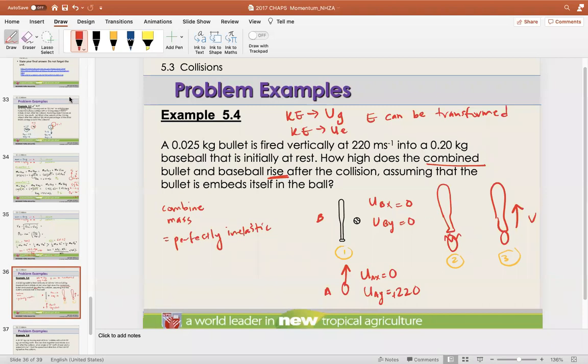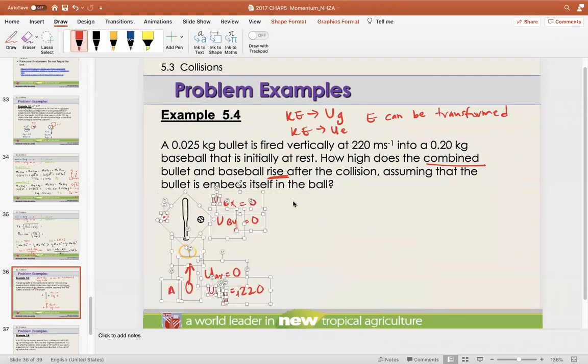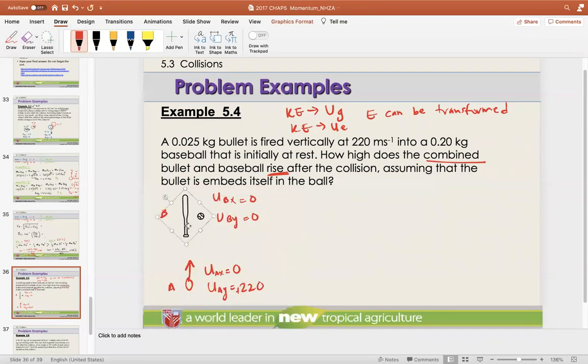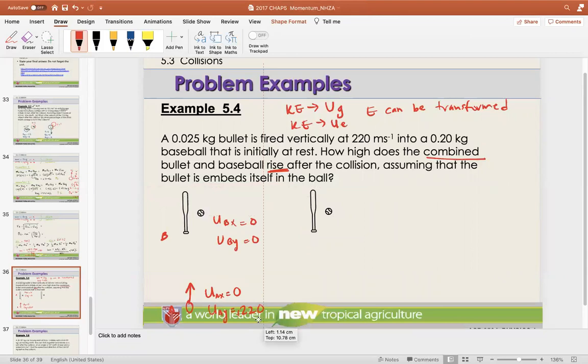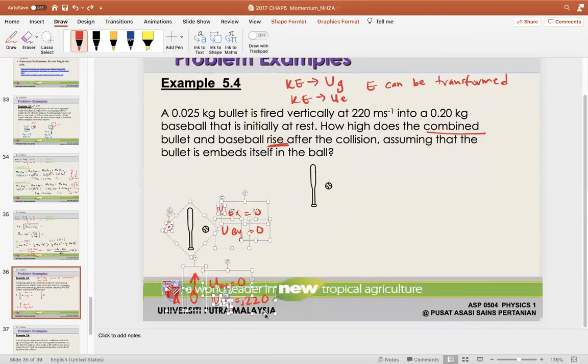So if this is our initial, I need to label this properly. Let me draw this nicely. So this is perfectly inelastic. We already know this, so it's combined. Right here, this is our first situation, and then we have a situation like this. How do I show the height difference? Okay, so we have an increase in height. So this is our difference in height.